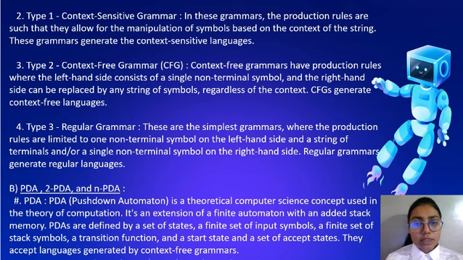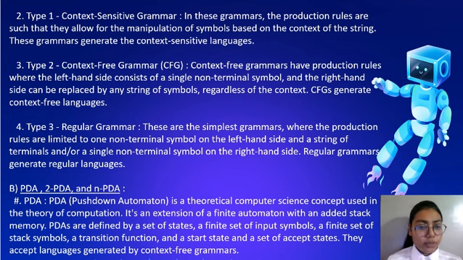These are the simplest grammars, where the production rules are limited to one non-terminal symbol on the left-hand side and a string of terminals and/or a single non-terminal symbol on the right-hand side. Regular grammars generate regular languages. And the next, the second part, is PDA, 2PDA and NPDA.